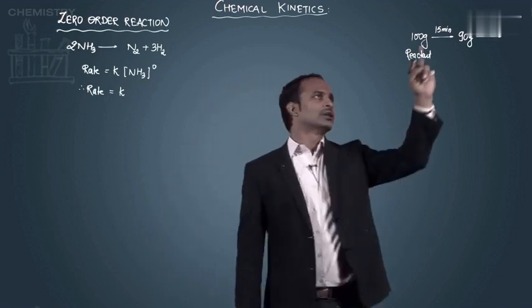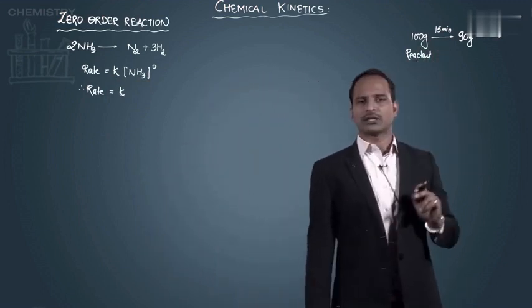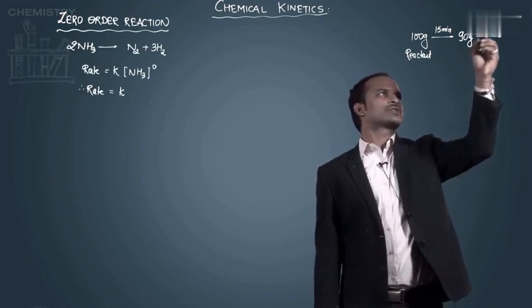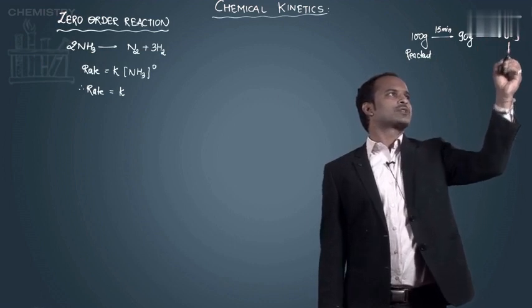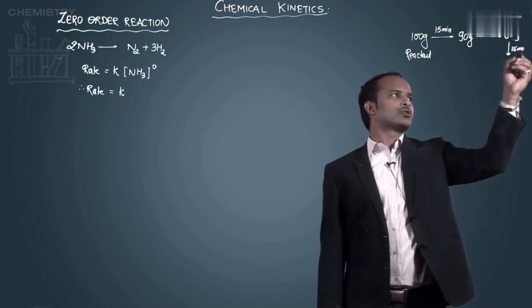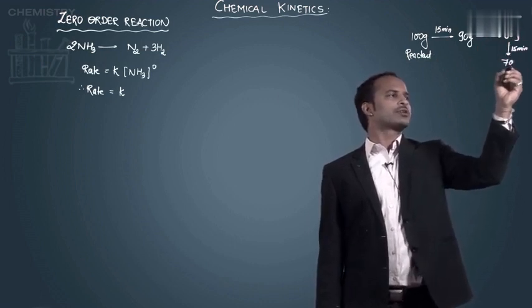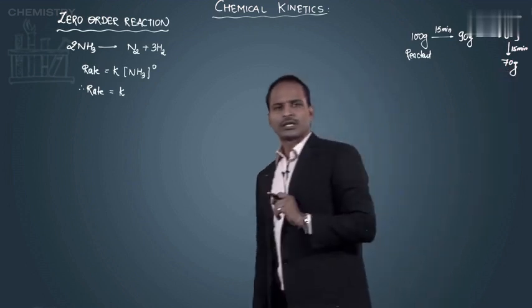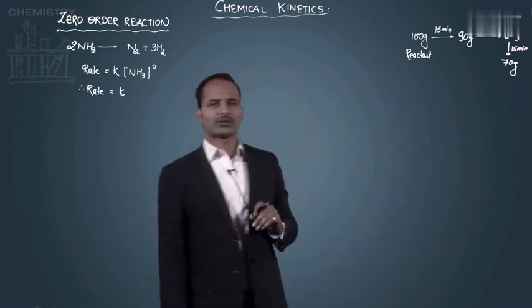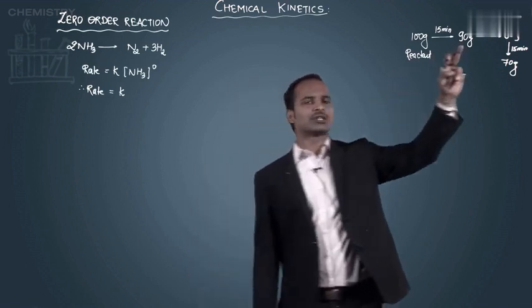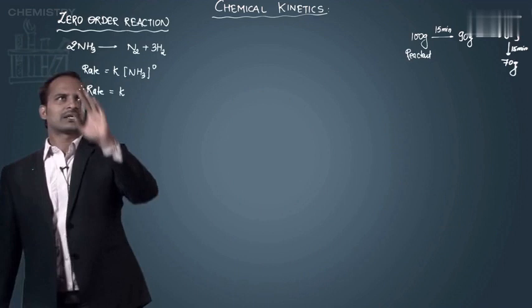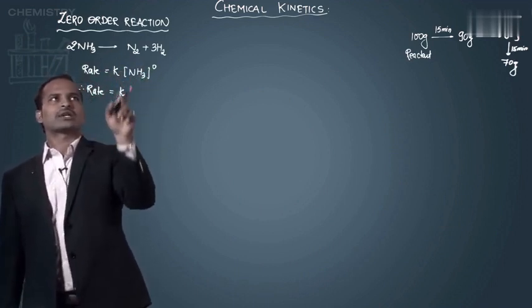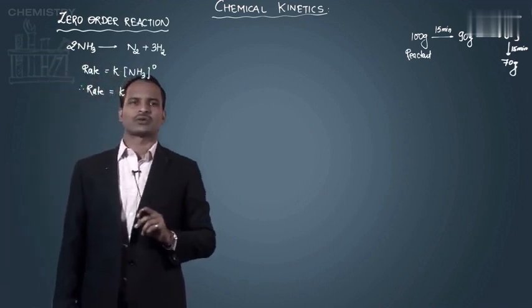It will not change. So if in the first 15 minutes the reactant consumed is 10 grams, then in the next 15 minutes also the reactant consumed is going to be 10 grams only. In the next 15 minutes again the reactant consumed is going to be 10 grams. That means the left amount is going to be 70 grams. Here I can say that the rate of reaction does not change with the change in the concentration of reactant. Now the question arises: why does the reaction not depend upon the concentration of reactant?